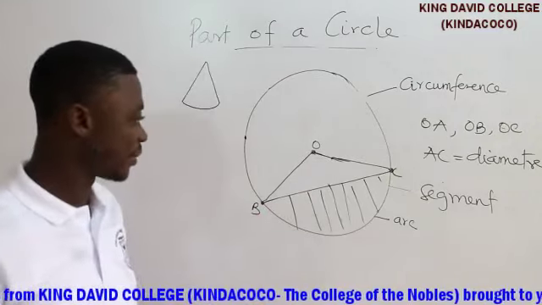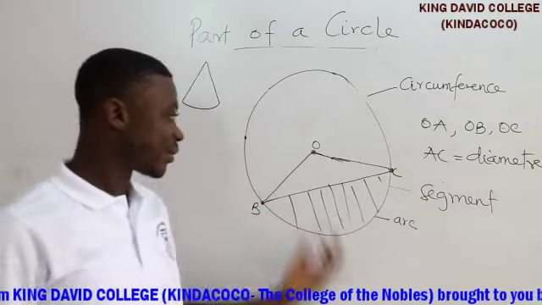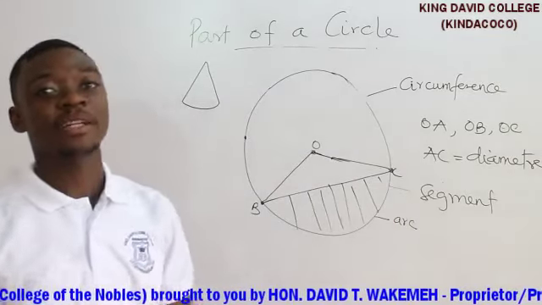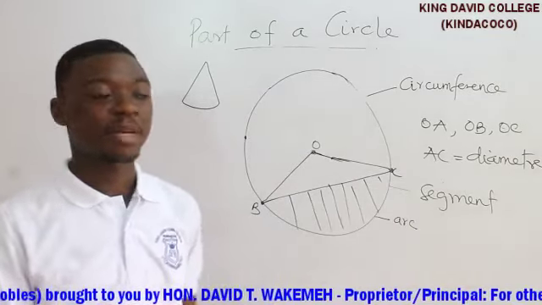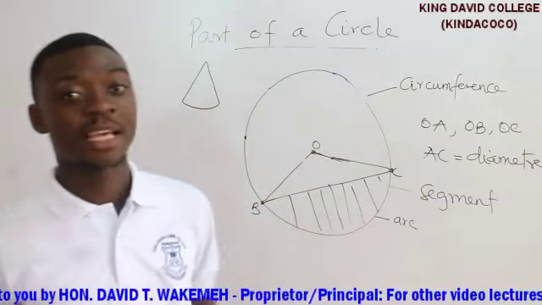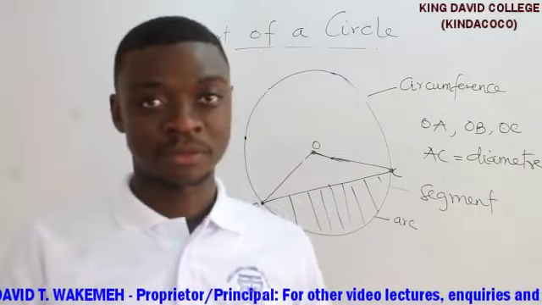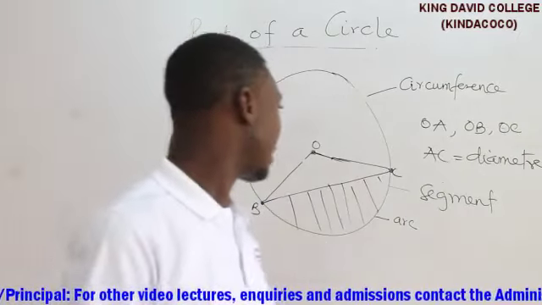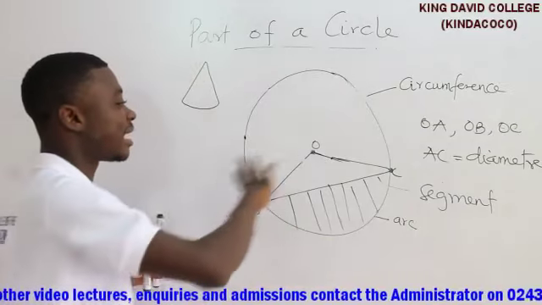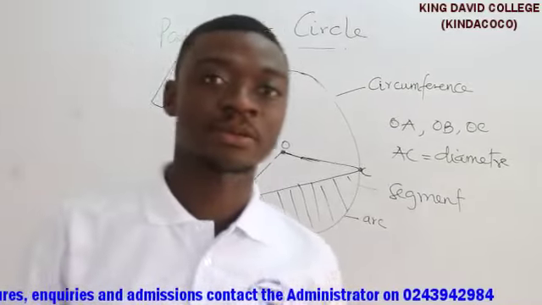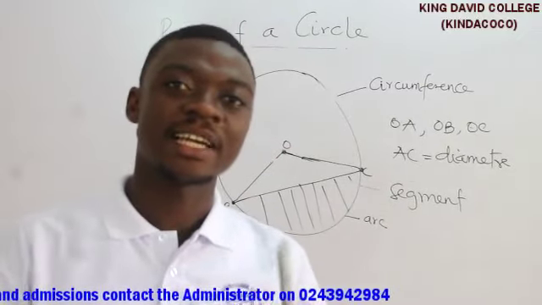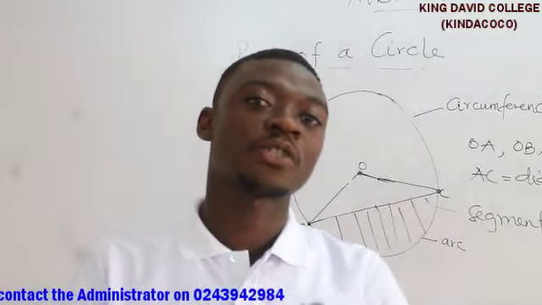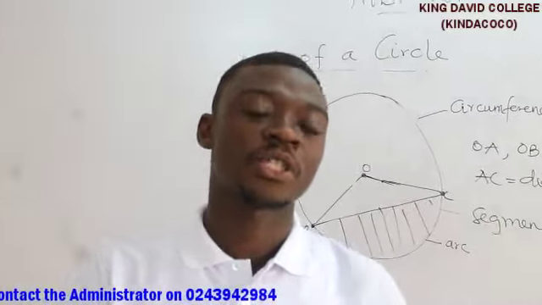So if I give you a question, how do you identify whether I'm referring to this sector or this one? So we use major and minor to get the difference. Minor is more like the small one, and major is more like the big one. So now that we know the various parts of the circle, let's try to find the area and perimeter of those shapes, the sector and the segment.